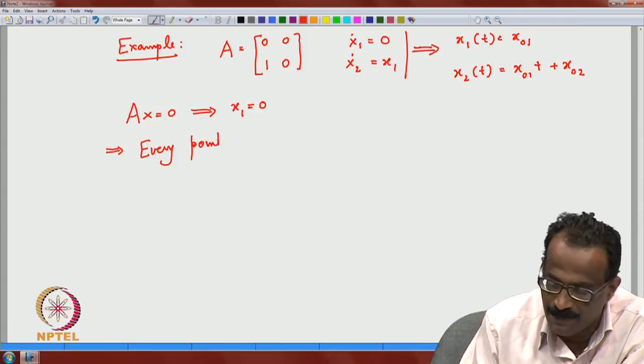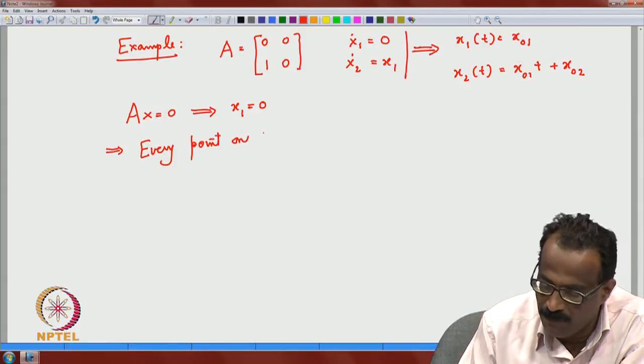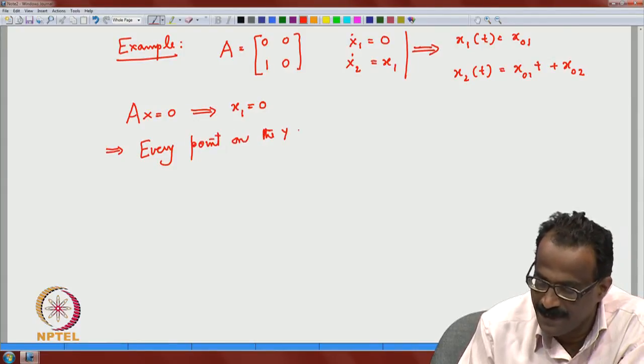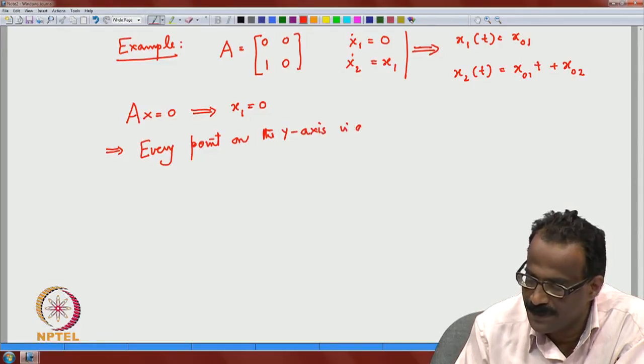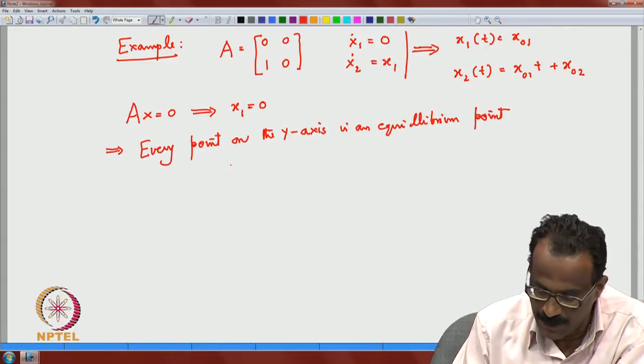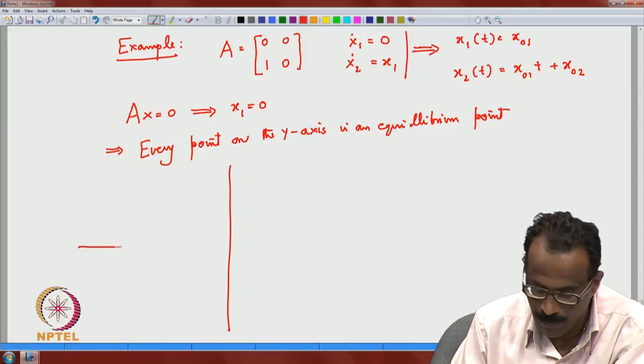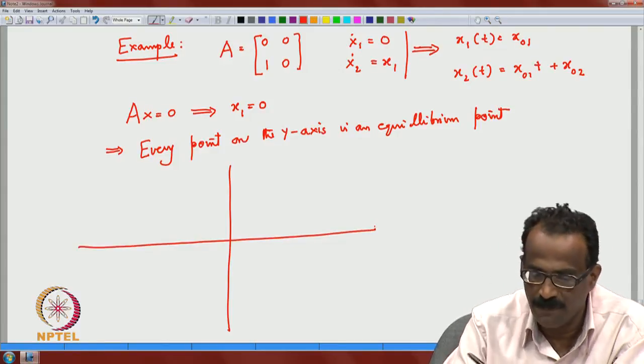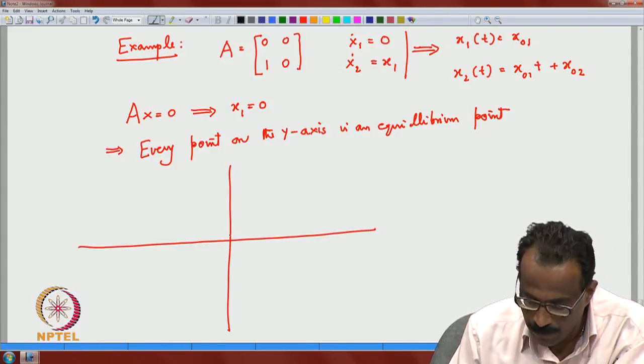Every point on the y axis is an equilibrium point, you see. So if you try to plot the graph here, all the points here are equilibrium points.